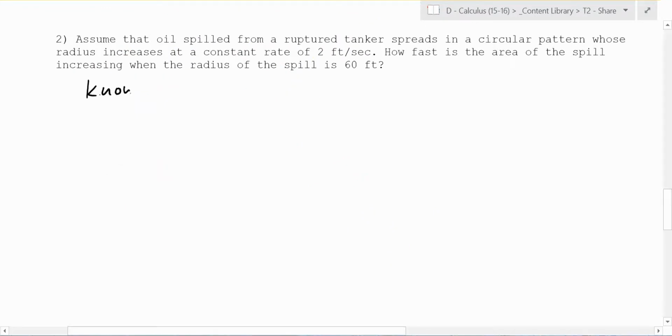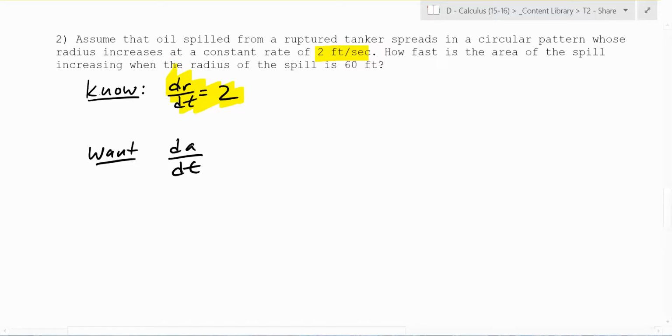The radius is what? The rate of change of the radius. So how do you say the rate of change of the radius? D what over D what? Yeah, you know dr over dt. And what is dr over dt? 2 feet per second. There's what you know from there. What do you want? So d what over d what? Yeah, sure. dA over dt. We want that. We want the area right here.